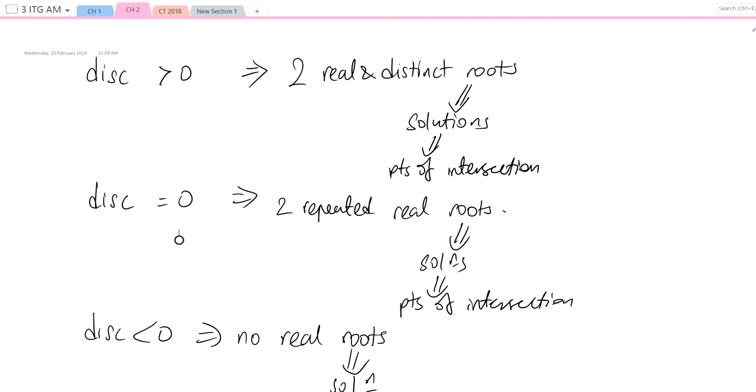How many points of intersection do you think there will be in this case? 2 points of intersection. Look at the graph. Do I have 2? Yes, right? Okay, second case, discriminant equals 0. 2 repeated real roots. So roots are a solution, which are the points of the intersection. How many points do you think there are? 1. 1 point of intersection.